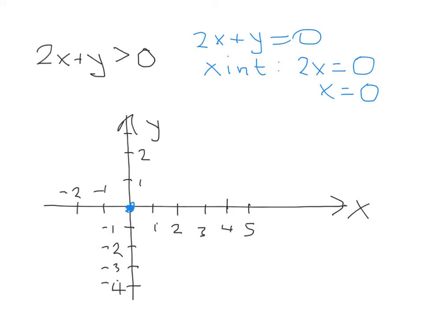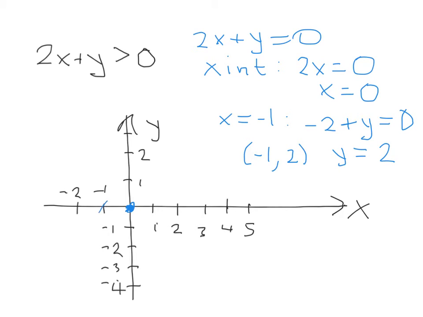So let's pick x equals minus 1 and generate the y point. So if we set x equal minus 1, we end up with 2 times minus 1 is minus 2 plus y equals 0. Moving the minus 2 over, we get y equals 2. So this is the point where x is minus 1 and y is 2. So over here, x is minus 1, y is 2. There's our second point.